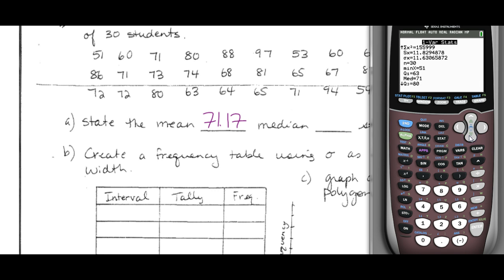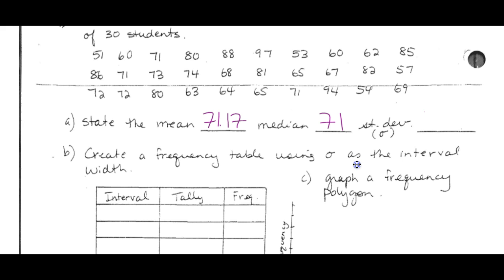What's the median? 71. Okay, so to find the median, we got to scroll down, right? Median is 71. What's the standard deviation? 11.6306. Yeah, it's 11.63. Okay, so you need to know how to do all of this, right? Put a set of numbers into a list, run the one variable stats, and state the stuff.